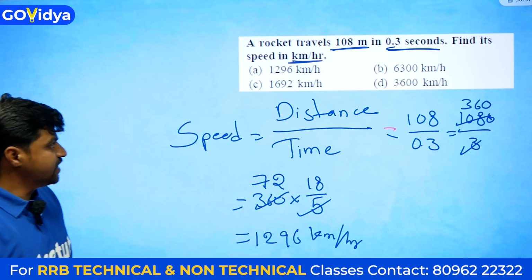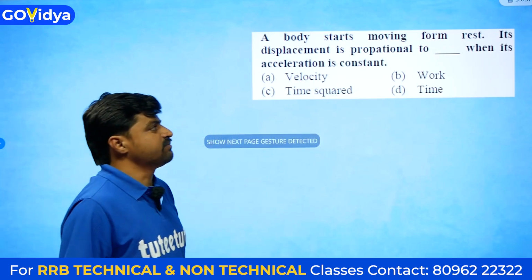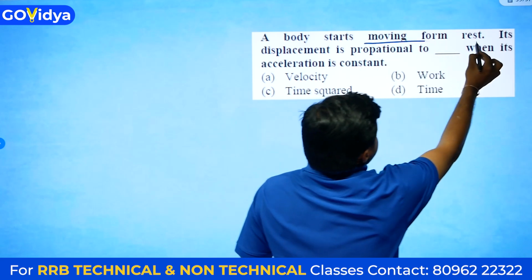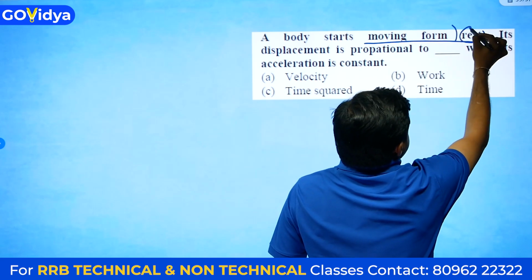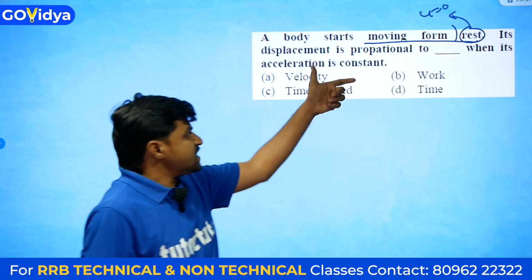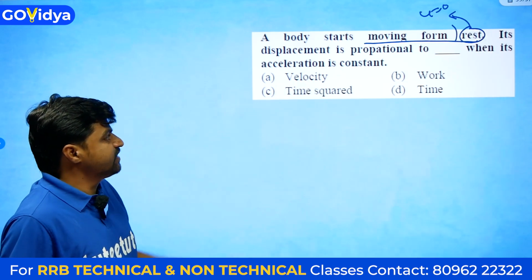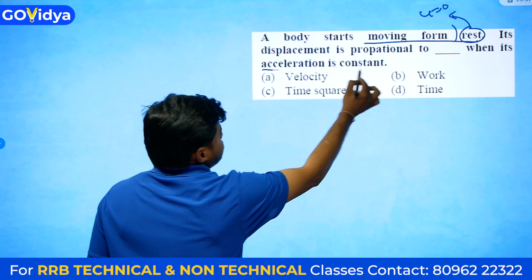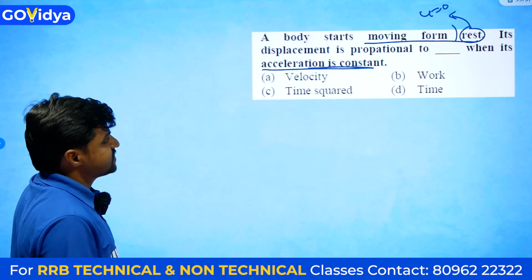Okay, next question. A body starts moving from rest. Starts moving from rest means initial velocity is equal to 0, u is equal to 0, and its displacement is proportional to dash when its acceleration is constant. Acceleration is constant.